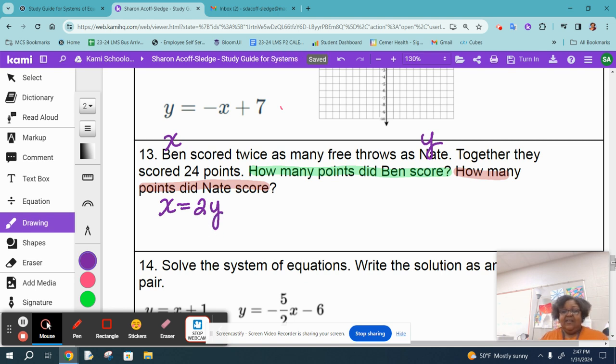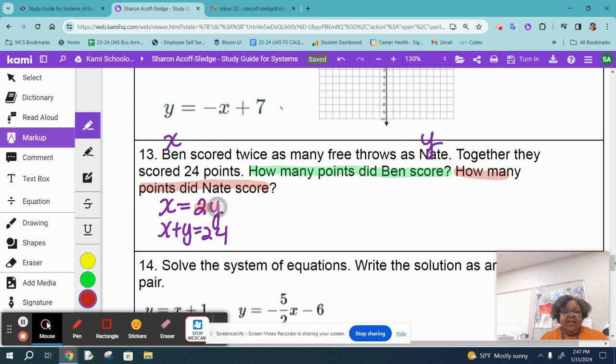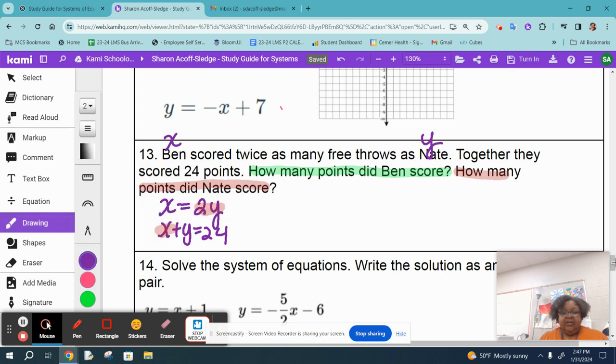Then it said together they scored 24 points. Y'all figured this out perfectly. X plus Y equals 24. Now we're going to solve by substitution. I'm going to take this and substitute it here. So that's going to be 2Y plus Y equals 24. I substituted 2Y for X. 3Y equals 24. Divide both sides by 3. Y is equal to 8. So that's Nate.